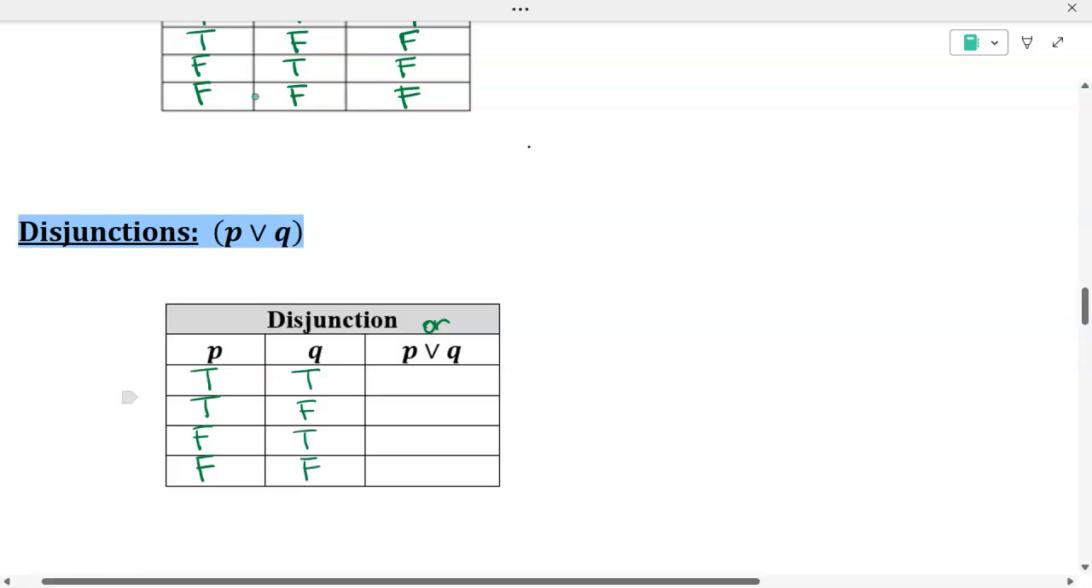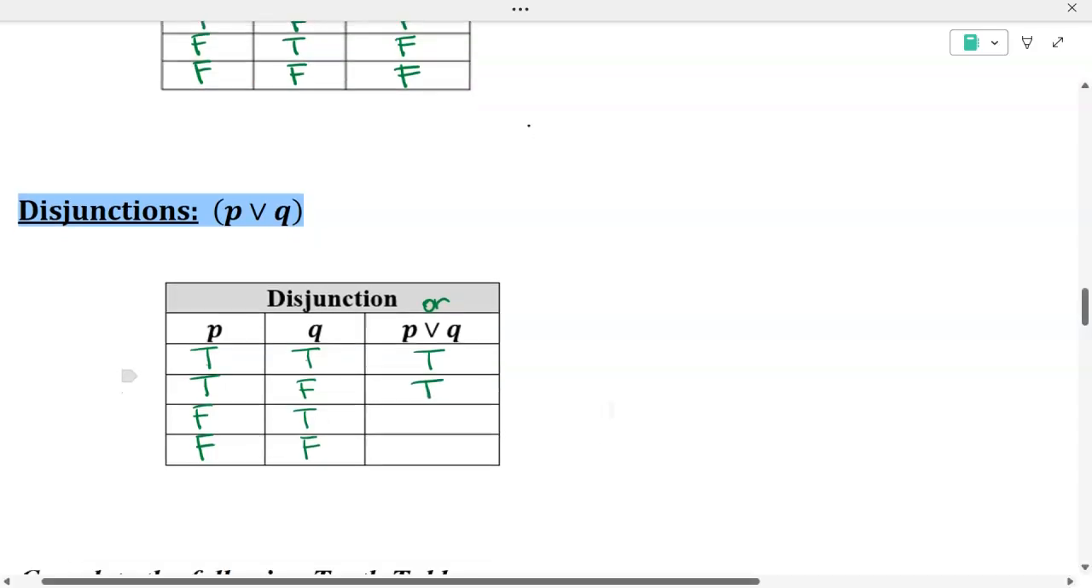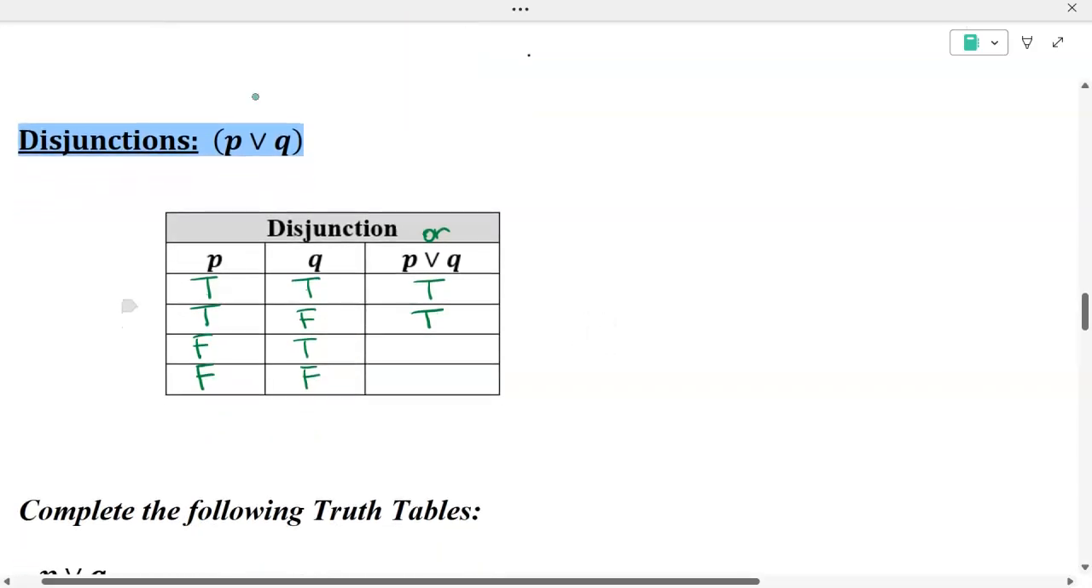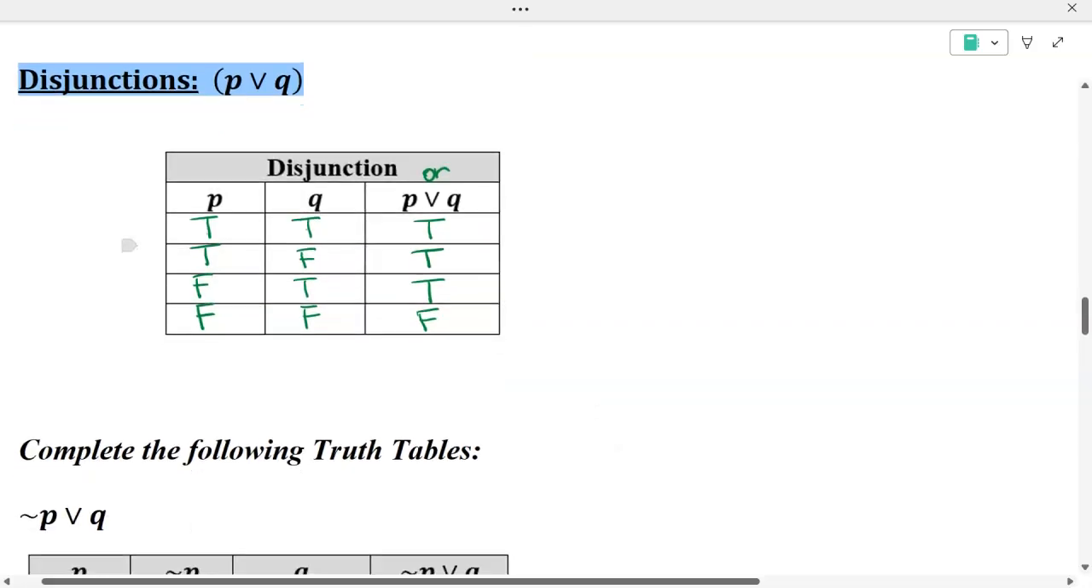So then we want to look and see what happens if we look at the disjunction of P or Q. So if we have true or true, then our overall disjunction is going to be true. If we have true or false, we've had at least one true, so the overall disjunction is going to be true. And the same case for our third row. Now, if we look at our fourth row, we end up having two false statements. So we don't have anything that's true. So the overall disjunction has to be false.